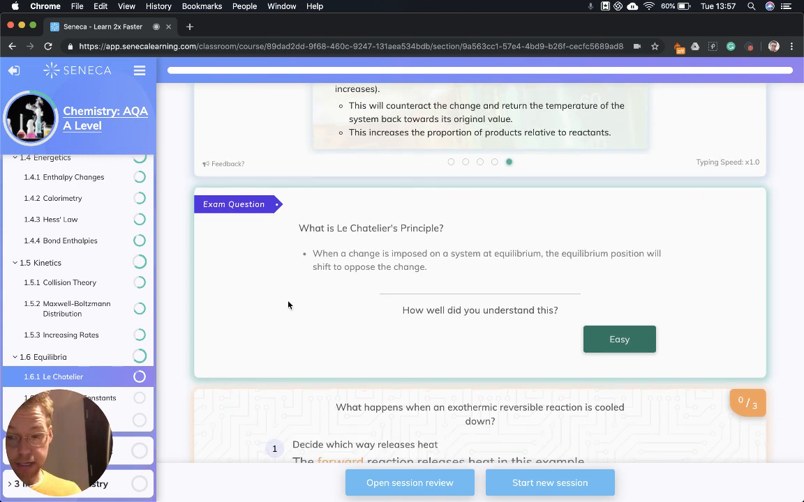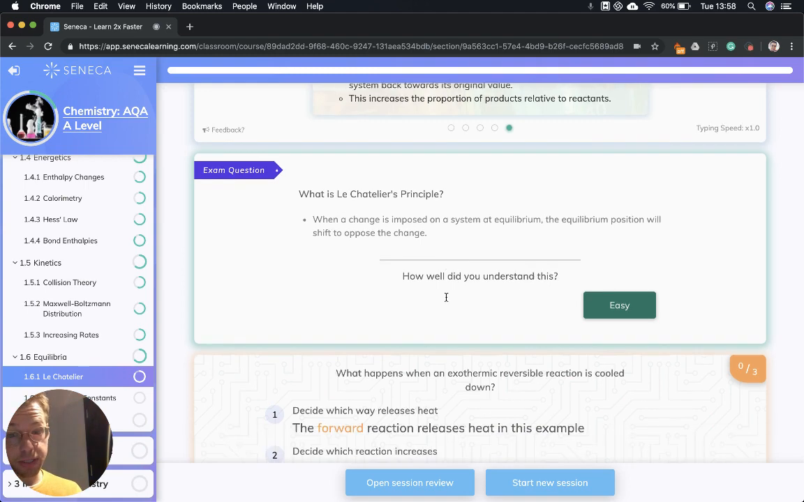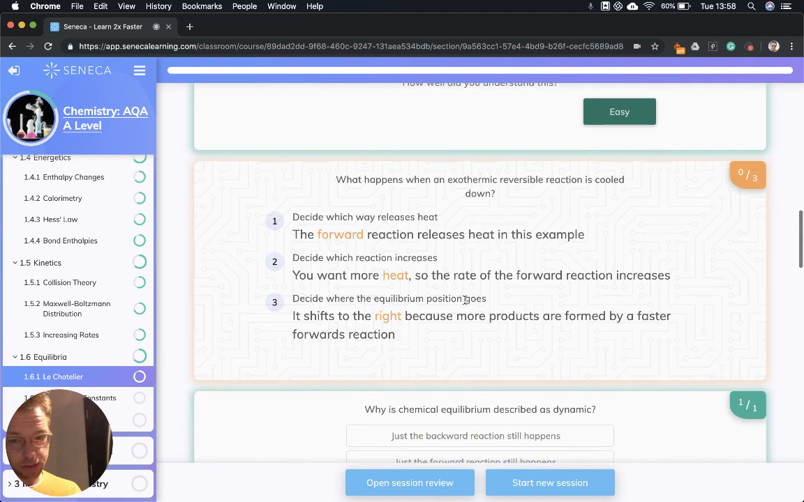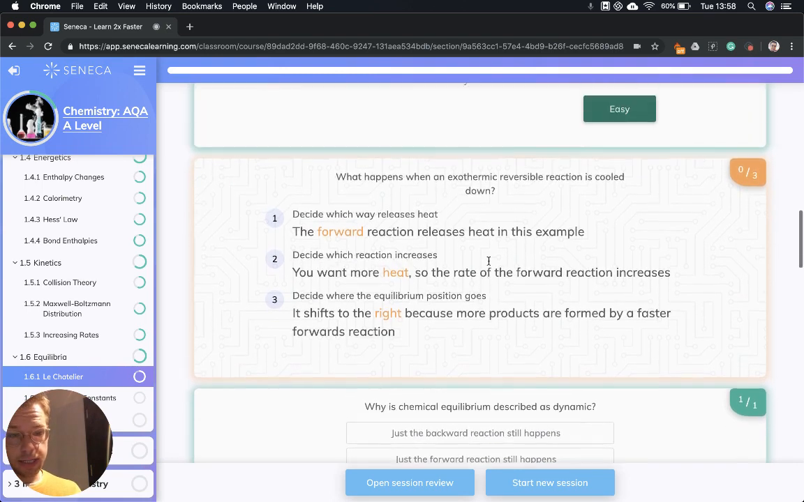So remind me, what is Le Chatelier's principle? You need to be able to define it. It's fair game for a definition question on the exam. When a change is imposed on a system that's at equilibrium, the equilibrium position will shift to oppose the change.